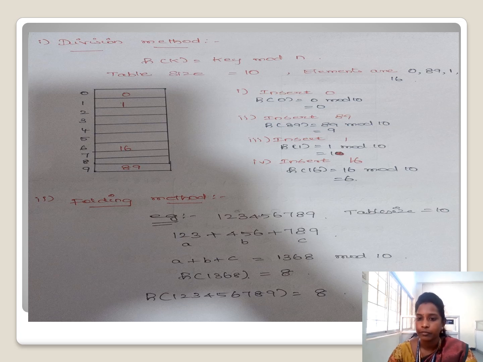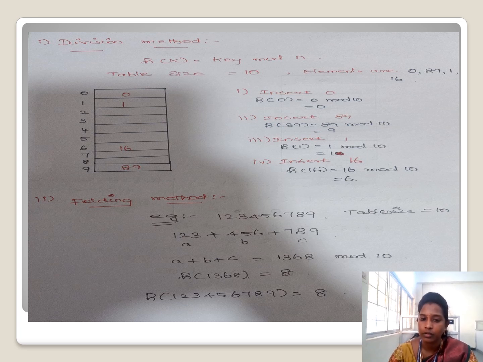Similarly, we are going to insert 89. For 89 mod 10 we get the 9th index, so we are going to store this 89 in the 9th index. Similarly, we have to perform the operations for 1 and 16. This is the division method.